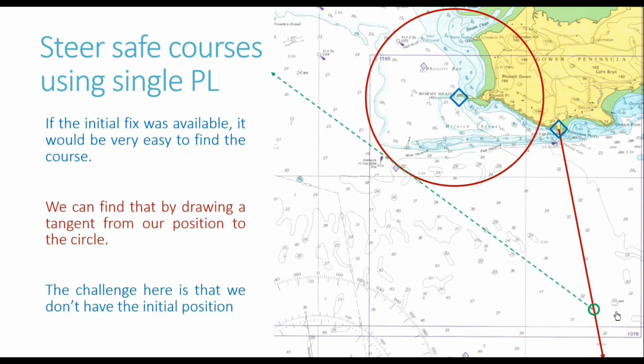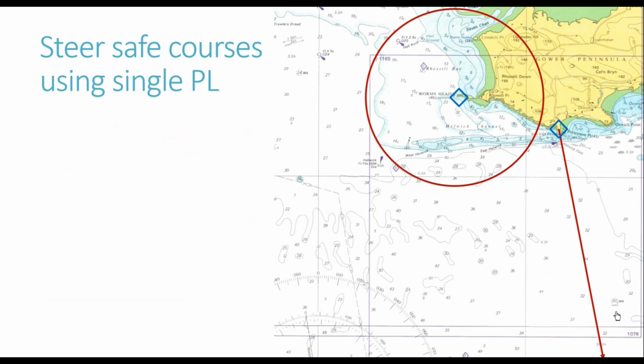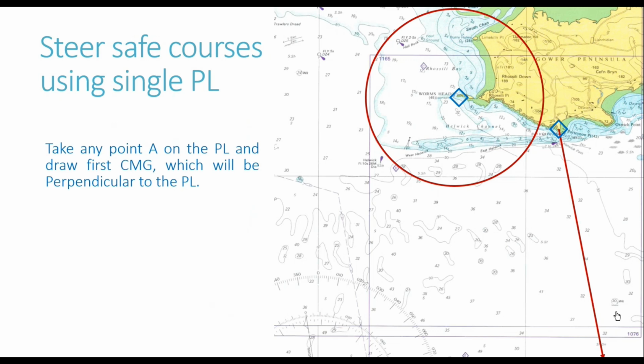How is it possible to find out a certain course or courses which can help us maintain the safe distance irrespective of knowing our initial position? Now for this, we have to take any arbitrary point on the initial position line. So on this position line, let's pick up a certain point. Any point of your liking you can pick up. Let's pick up this particular point here, and we name that point as A.